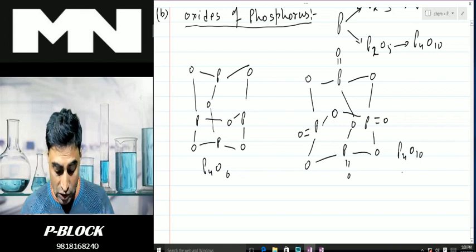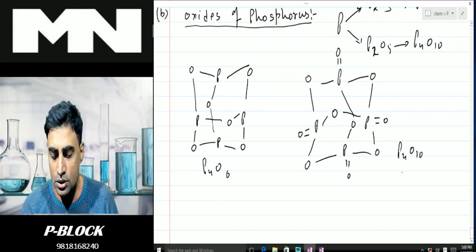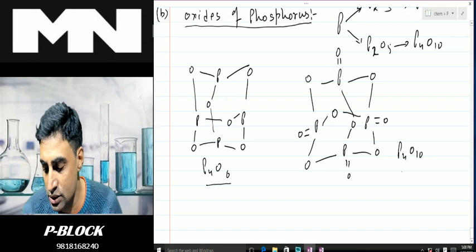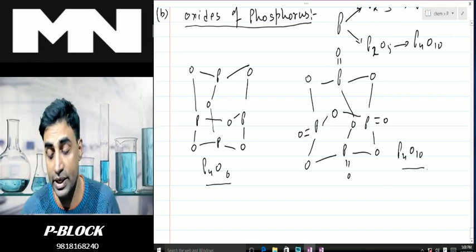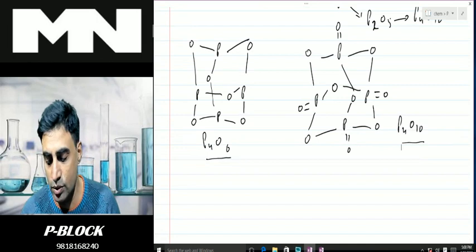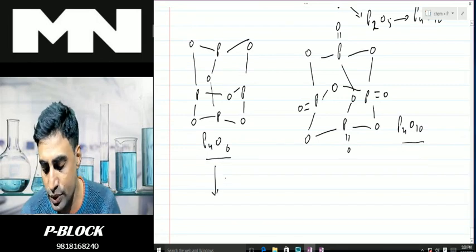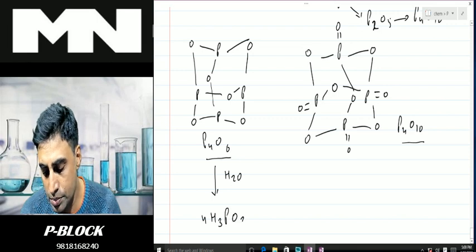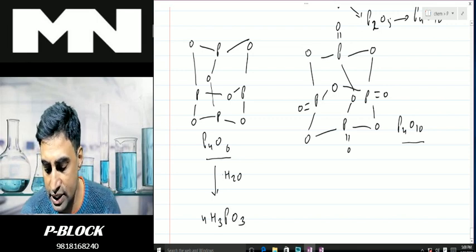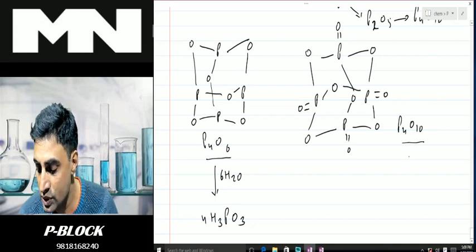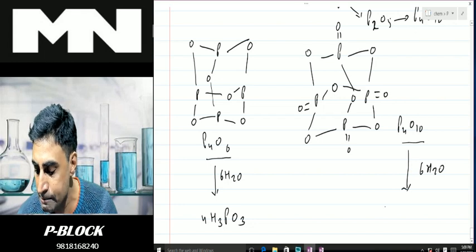You know very well that oxides and hydroxides of non-metals are acidic in nature, whereas oxides and hydroxides of metals are basic. Since this is an oxide of a non-metal, on dissolution in water it will give a hydroxide of non-metal, which will be acidic in nature. So if I react it with 6 moles of H2O, I will get 4 moles of H3PO3. Likewise here also, if I react it with 6 moles of H2O, I will get 4 moles of H3PO4.